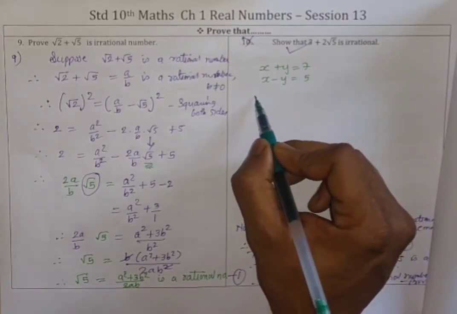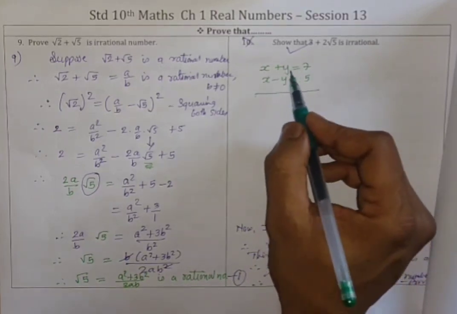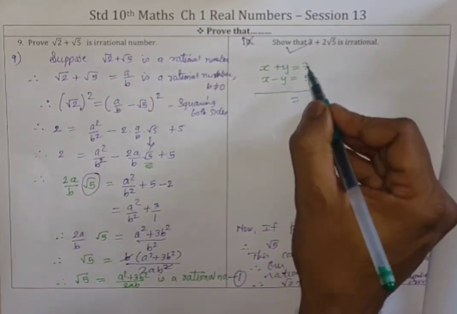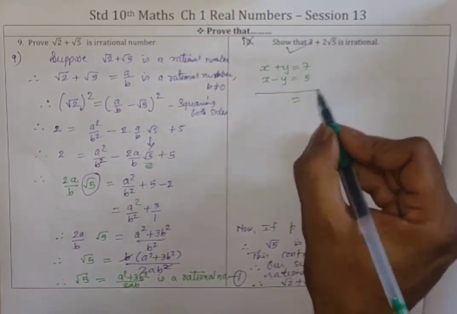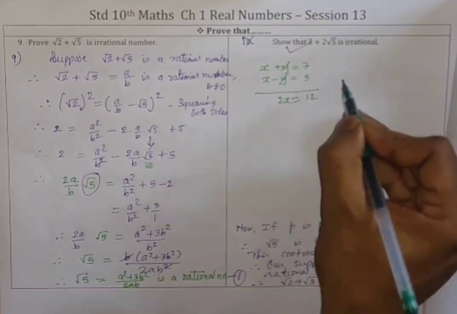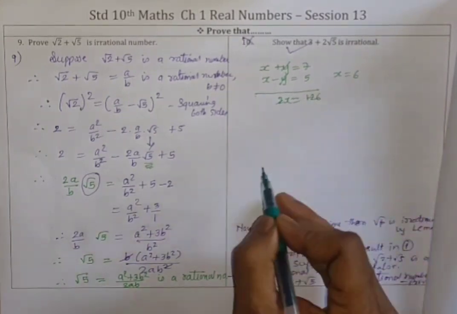You can add: sum of left hand side is equal to sum of right hand side. The left hand side total is equal to the right hand side total. The right hand side total is easy: 7 plus 5 is 12. The plus y minus y cancels. So that gives me 2x. And then 2x will be 12, so x will be 6.